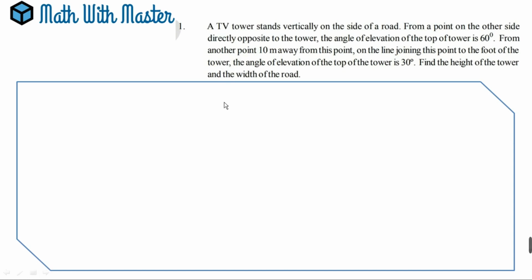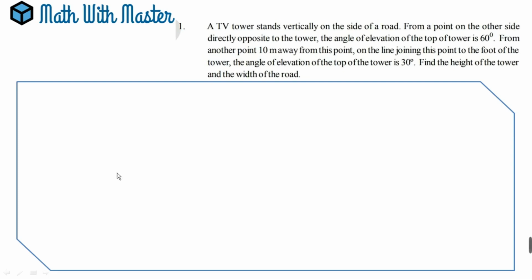The first question is, a TV tower stands vertically on the side of a road. From a point on the other side directly opposite to the tower, the angle of elevation of the top of the tower is 60 degrees. From another point 10 meters away from this point, on the line joining this point to the foot of the tower, the angle of elevation of the top of the tower is 30 degrees. Find the height of the tower and width of the road.